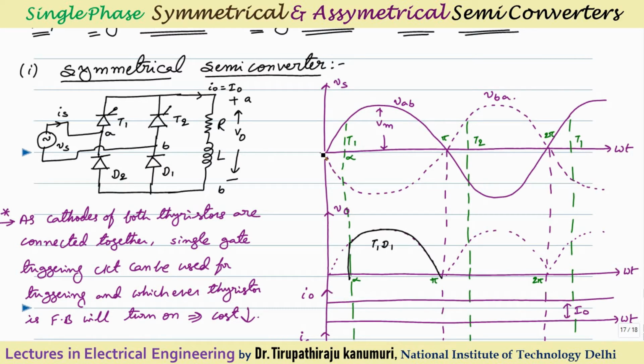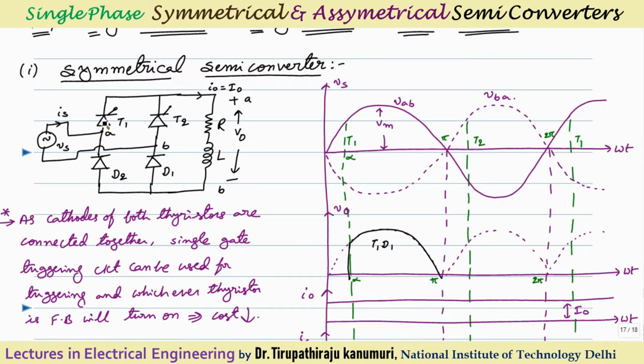When the supply voltage becomes negative, it means the upper terminal A is negative with respect to B. This diode is short circuited here because it is a closed circuit. So B is applied here and A is here, and A is negative with respect to B after pi. That's why diode D2 will also be forward biased. When the diode D2 is forward biased, what happens?